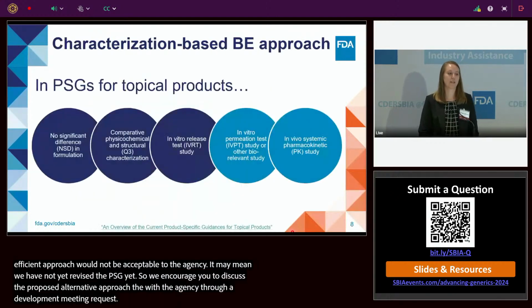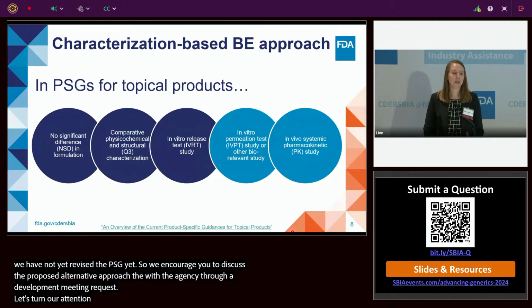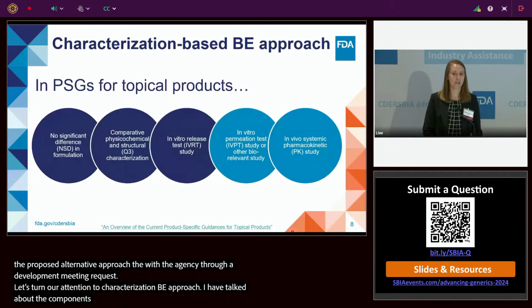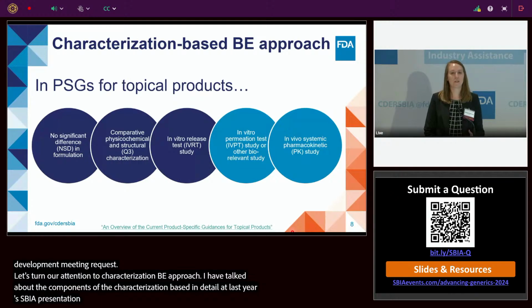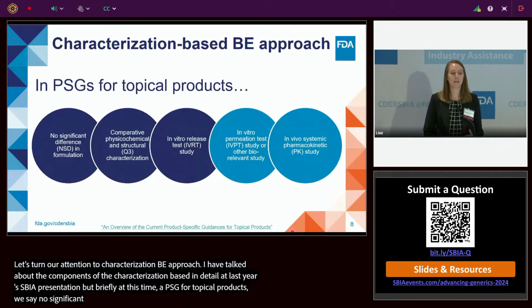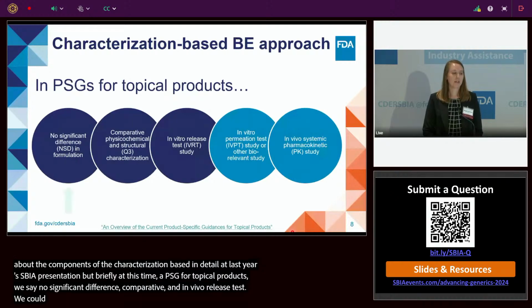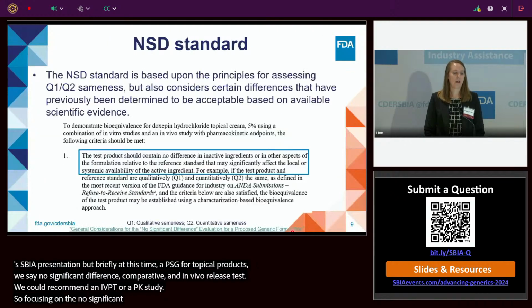Let's turn our attention now to characterization-based bioequivalence approaches. I've talked about the components of a characterization-based bioequivalence approach in detail at last year's SBIA presentation. But briefly, at this time in PSGs for topical products, we commonly recommend no significant difference in formulation, comparative Q3 characterization, and an IVRT study. And then depending on the complexity of the dosage form, we may also recommend an IVPT study or systemic PK study.